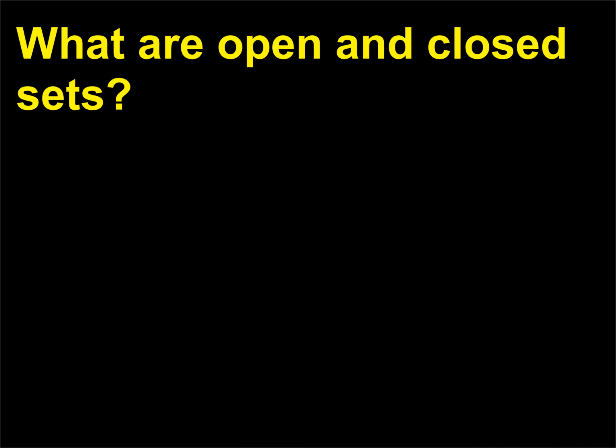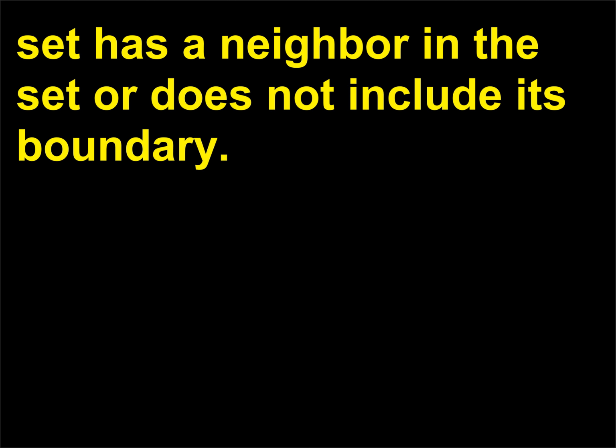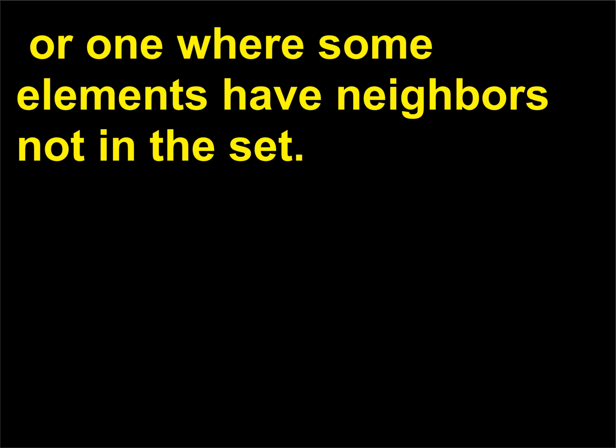What are open and closed sets? Formally, an open set is one in which every element in the set has a neighbor in the set or does not include its boundary. A closed set is one that does include a boundary of a set, or one where some elements have neighbors not in the set.